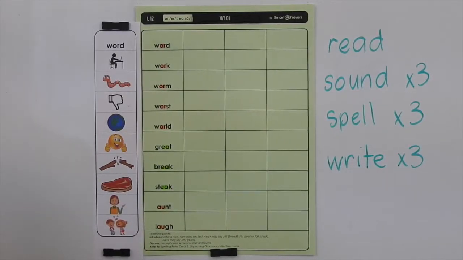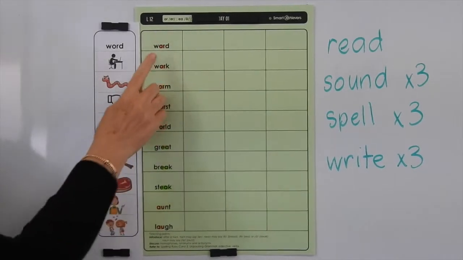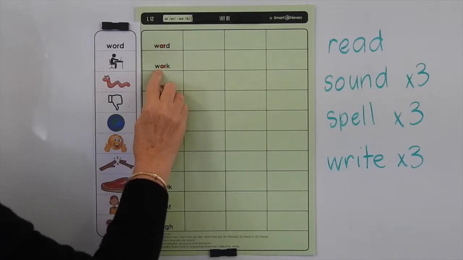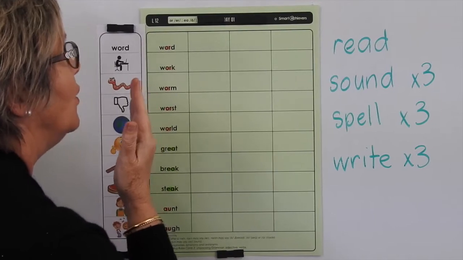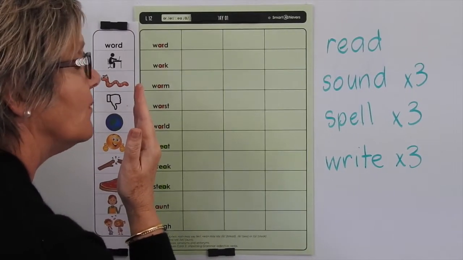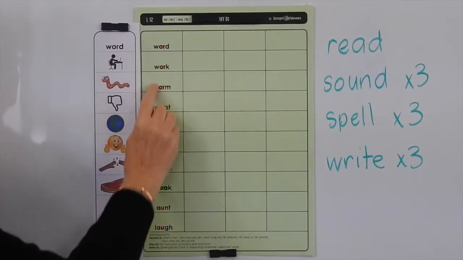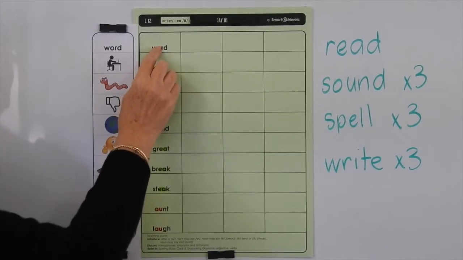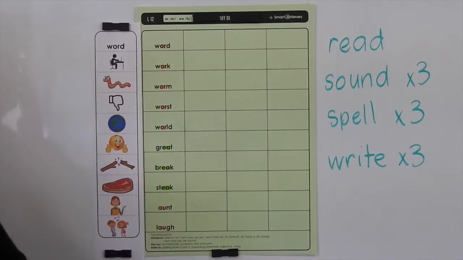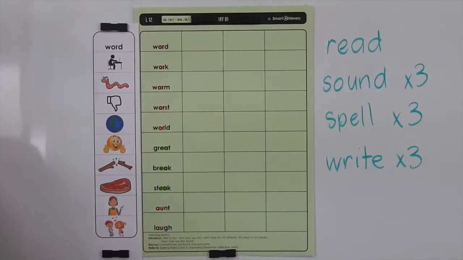Okay, so let's go back and have a look in more detail as to why these words are spelt the way they are. Now, word, if you put your hand over your mouth when you say each of these words starting with W, so we've got word, work, worm, worst, and world, there's no air after the W, so there's no H. That's the easiest way to work out if there's an H after the W, is to just feel if there's air there. If there's no air, there's no H. So none of these have an H in them.